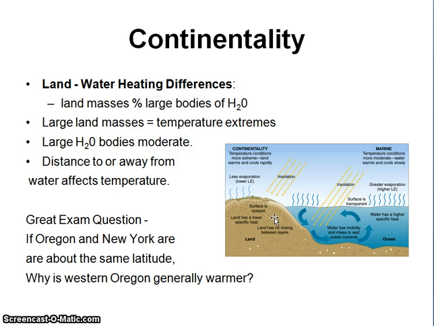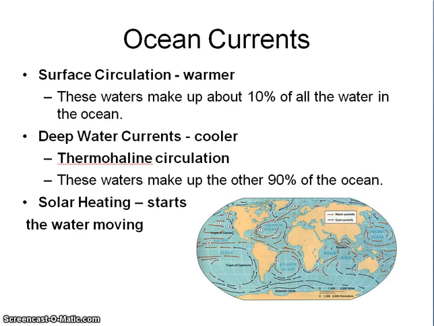So here's a great exam question. When you look at Oregon and New York State, both of them are at about the same latitude, and we said first off latitude is a major contributor in temperature. So why is this an exception? Why is Western Oregon generally warmer than the state of New York?